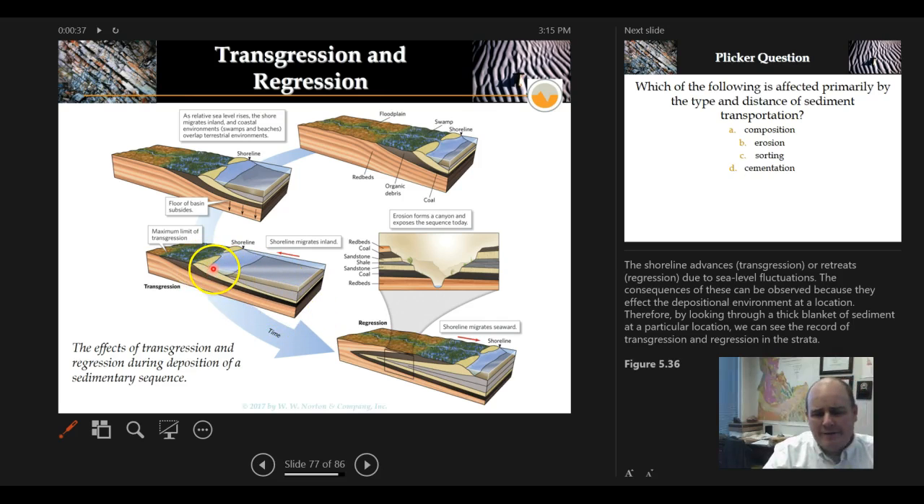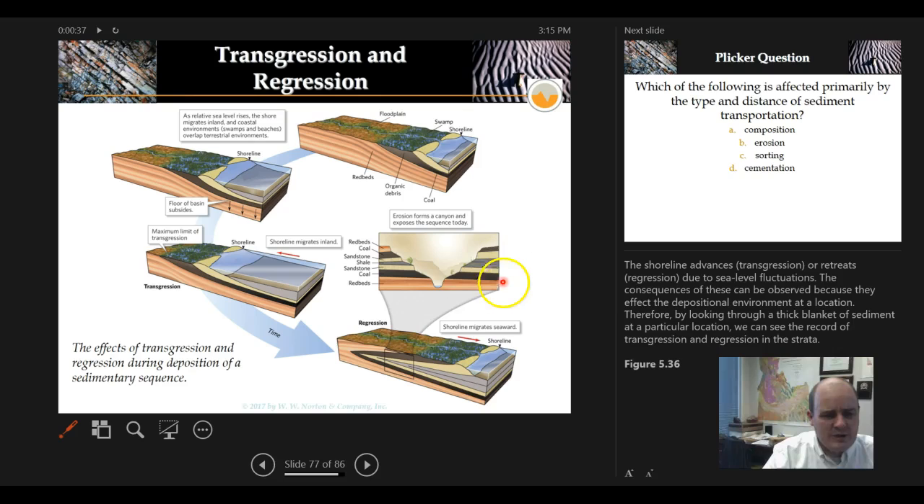Okay. However, now sea level goes down. And if sea level goes down, these environments also migrate. So as they migrate, they deposit on top of it, and you end up with deposits with red beds, coal, sandstones, shales, sandstones again, coals, and then red beds again. And you'll see that in valleys all the time. It's classic in the Grand Canyon, right?